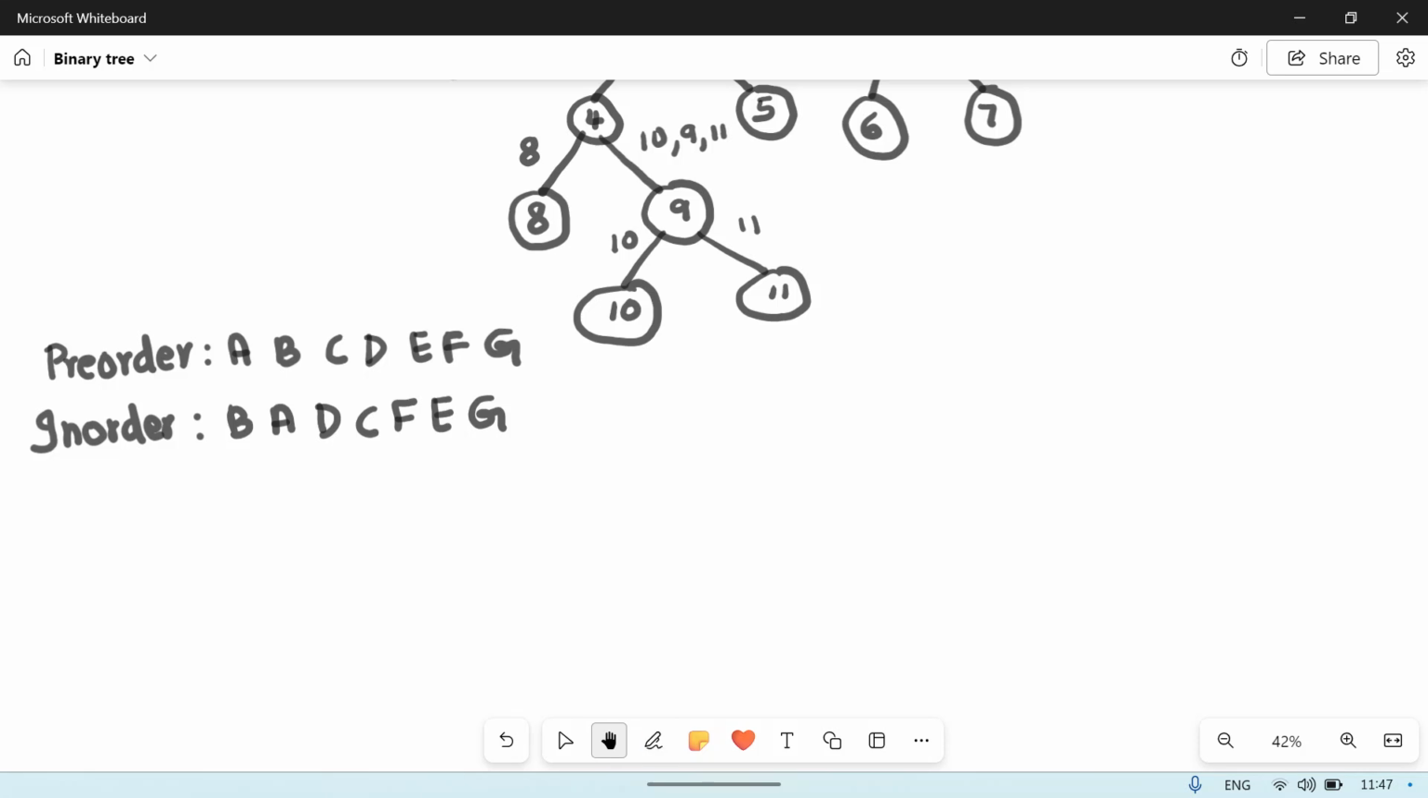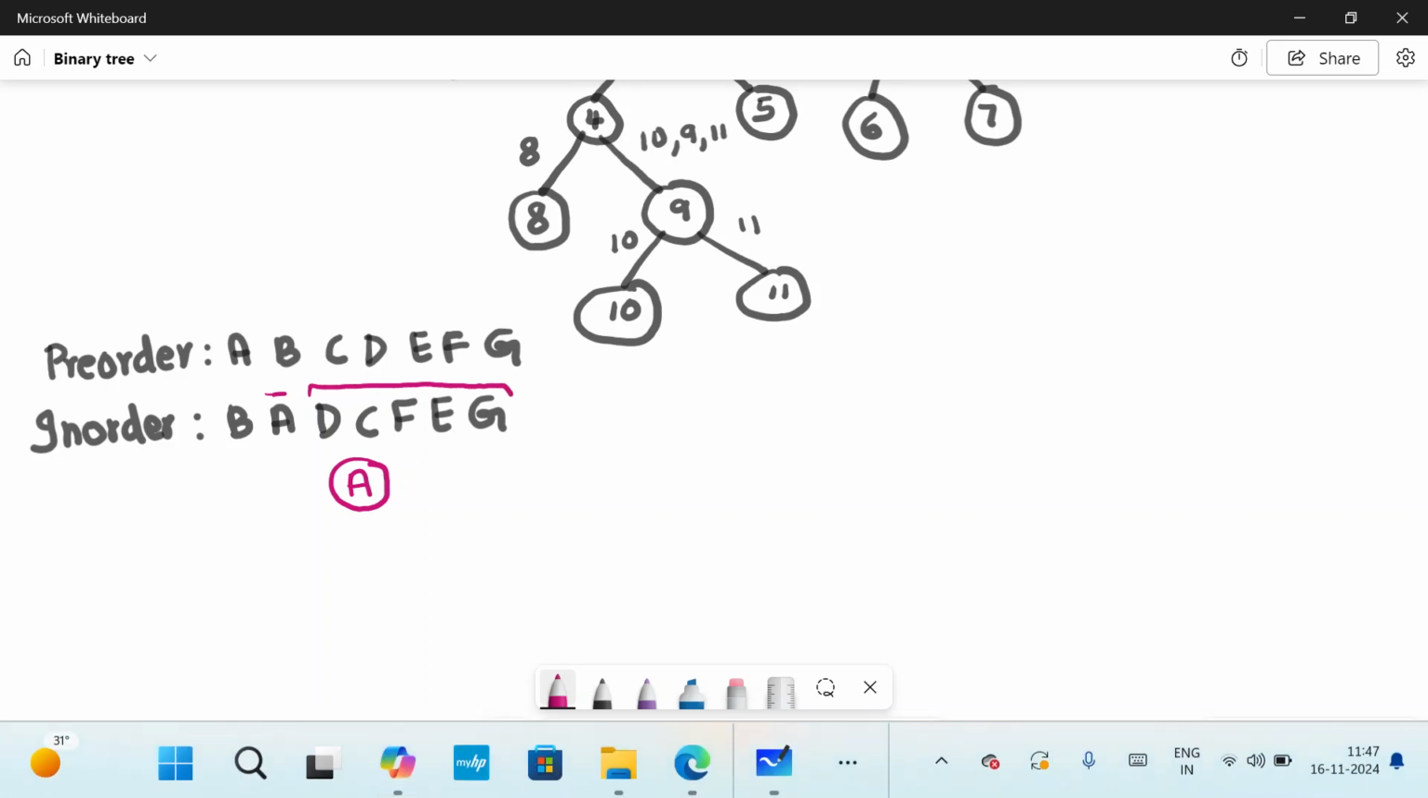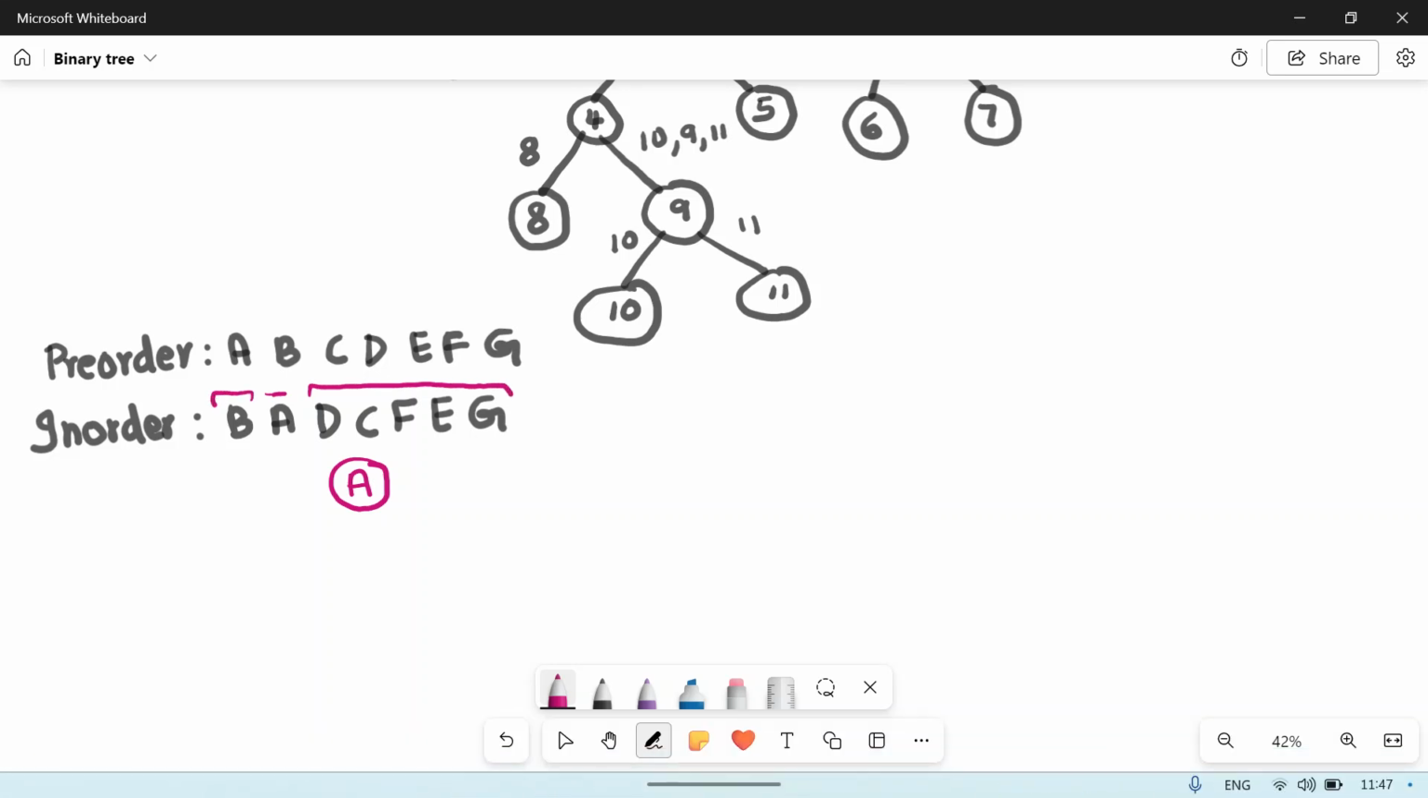So again, how will you start? You will start with the pre-order. So A becomes the first root. Then you have to identify where A is. Everything towards the right becomes the right child, and everything towards the left is part of the left child. B is towards the left, and towards the right you have D, C, F, E, and G. Because B has only one node, B will directly come here.